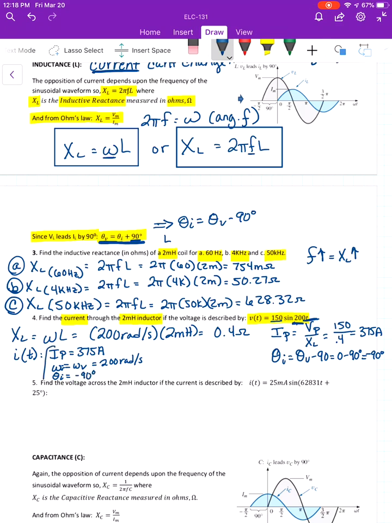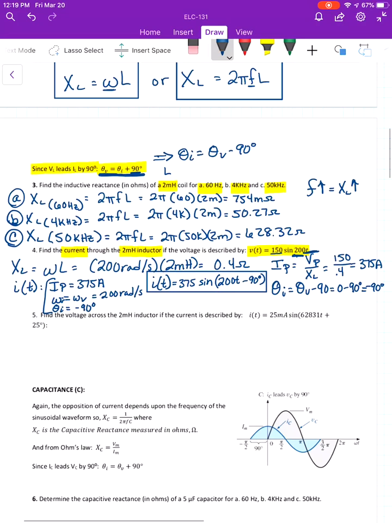So now we have everything we need to write our equation. So I'm going to write this right here. I of t is 375 amps sine 200t minus 90 degrees. Okay, so there is your equation for current. Let's try this again.